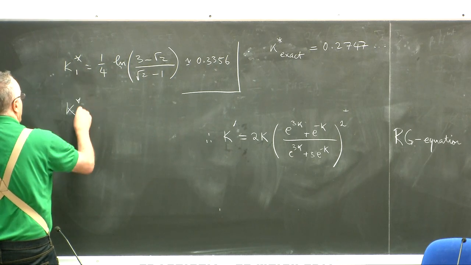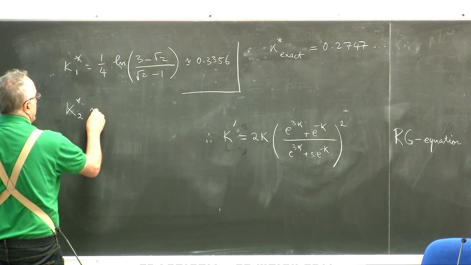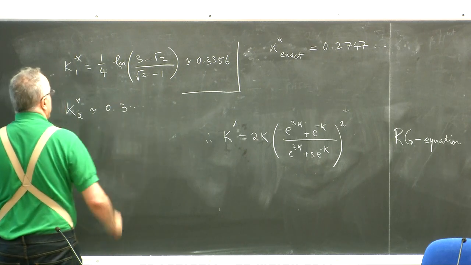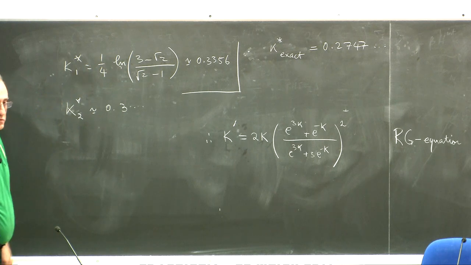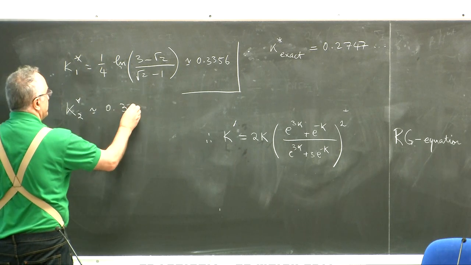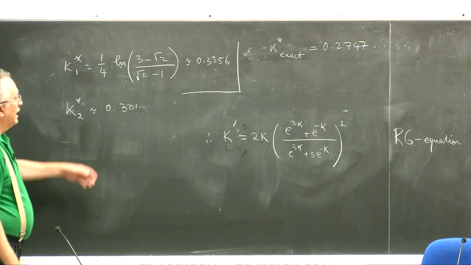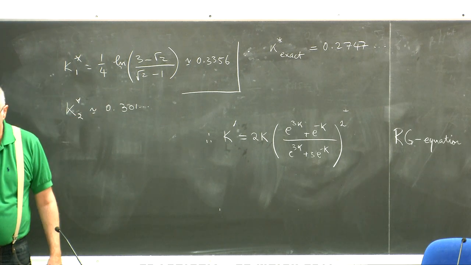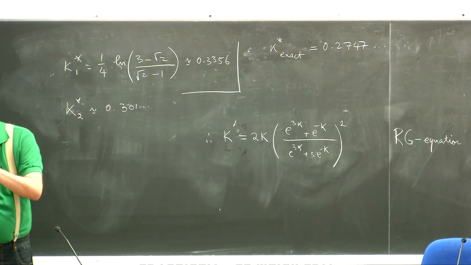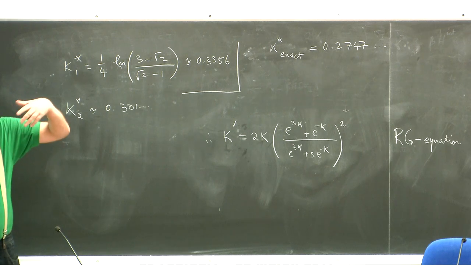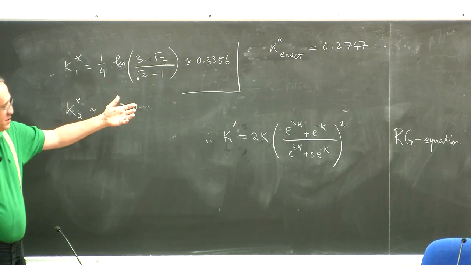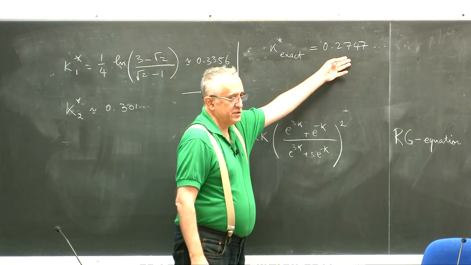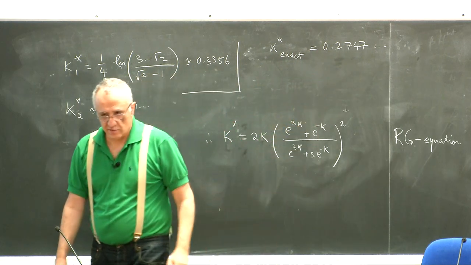If you go to the second order of approximation, then this k star approximation comes out. If I call this k star 1, that would be k star 2, which comes out to be 0.3 something, I think 0.301 something. So the approximation improves, which is the answer to your question, whether this is a perturbation or not. Only now I can say that it is, because you can see that the approximation is apparently converging to the exact solution.